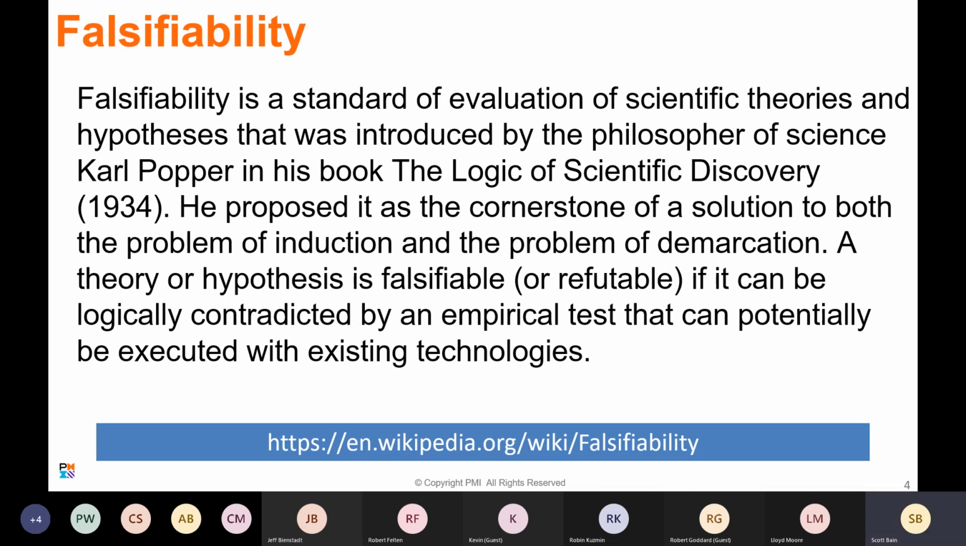Anyway, note how he ends this definition. A hypothesis can be refuted if it can be tested in a way executed with existing technologies. He wrote this in 1934, but we can apply this idea to what we do in test-driven development. Or can we?